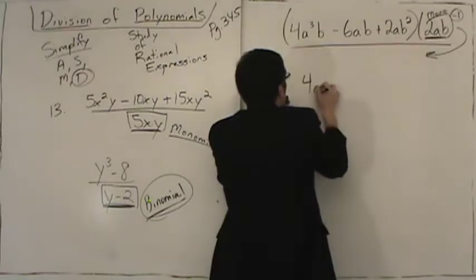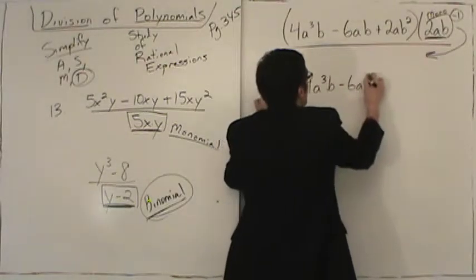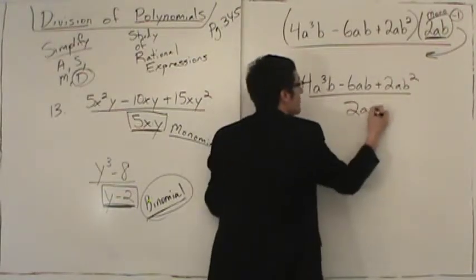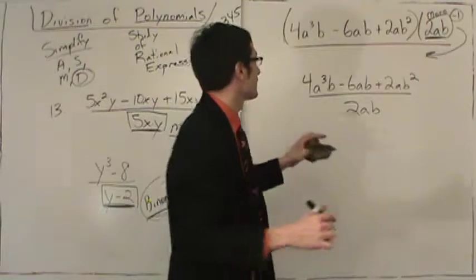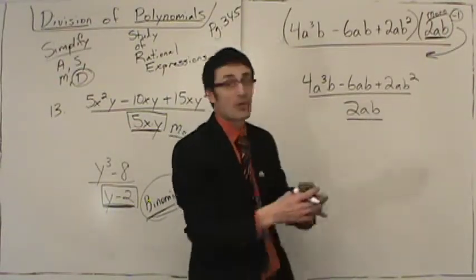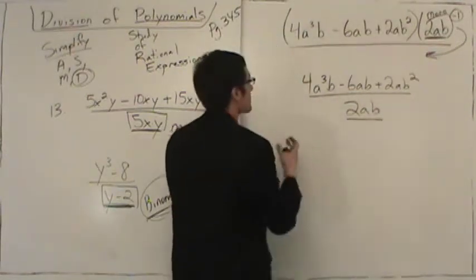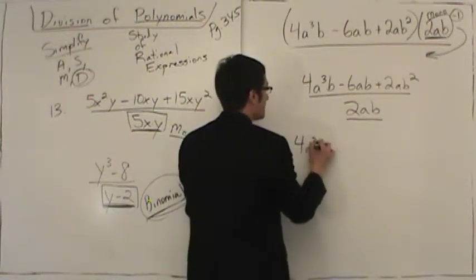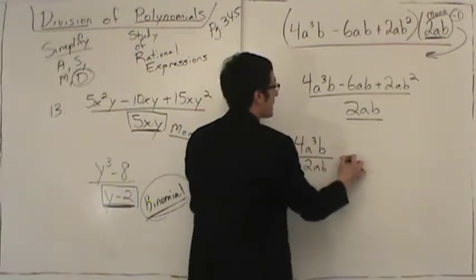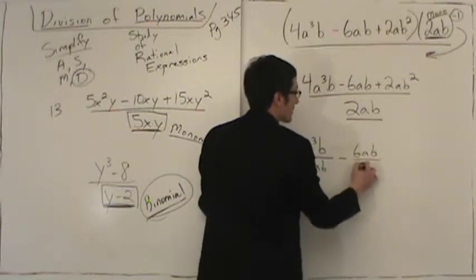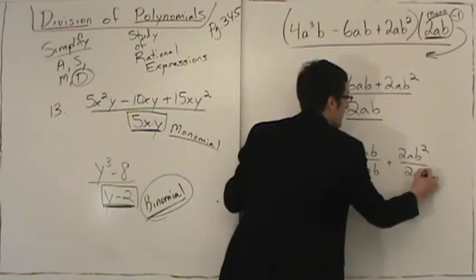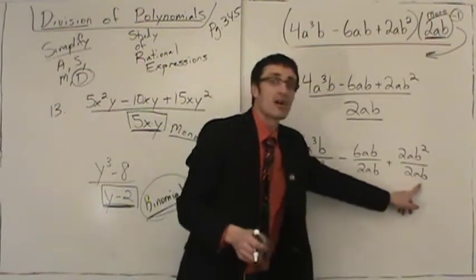We have what? 4a to the third b minus 6ab plus 2ab squared all over what? All over 2ab. What is in the denominator? Hopefully you say this is a monomial. It's all multiplication. So we use a different process here. We don't have to use long and synthetic division. We can just write this as what? We can write this as 4a cubed b minus, 4a cubed b over what? 2ab minus 6ab over what? 2ab plus 2ab squared over what? 2ab. Notice the 2ab is written common to all, and now we cancel.